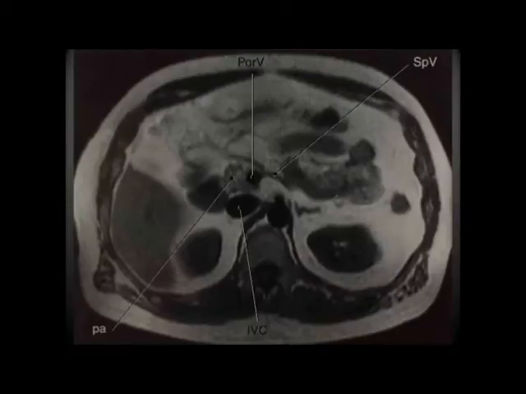Going just slightly inferior, now we're seeing that we have the kidneys coming in. We have the right kidney, we'll label it as RK. We have the left kidney, which we'll label as LK. We have the inferior vena cava, the descending aorta. We have primarily small bowel in this area. Possibly we're seeing some portion of the transverse colon coming into our field of view. We have the right lobe of the liver. And I do believe that's it for this image.